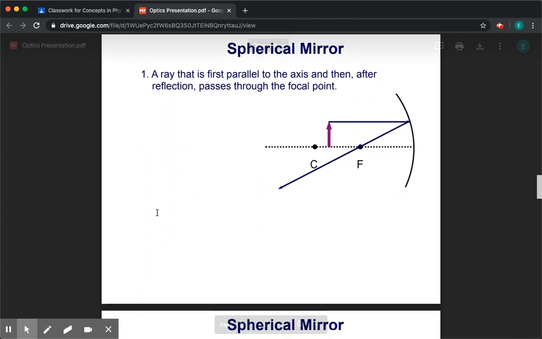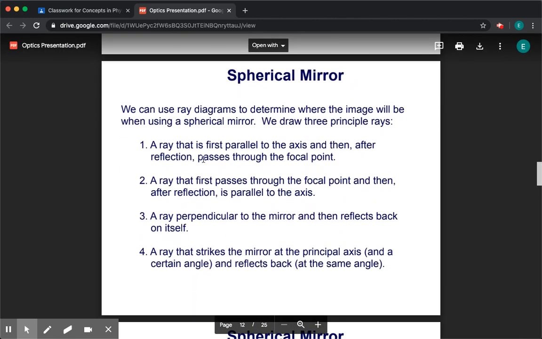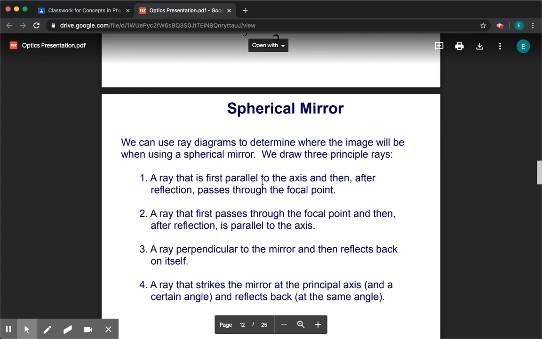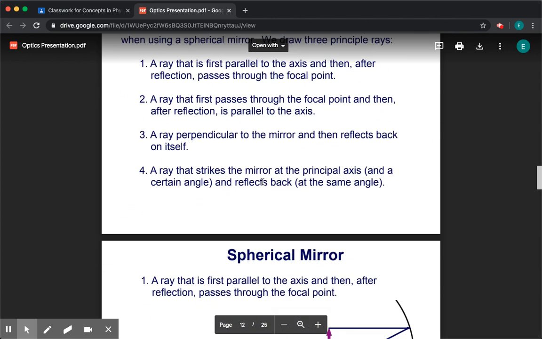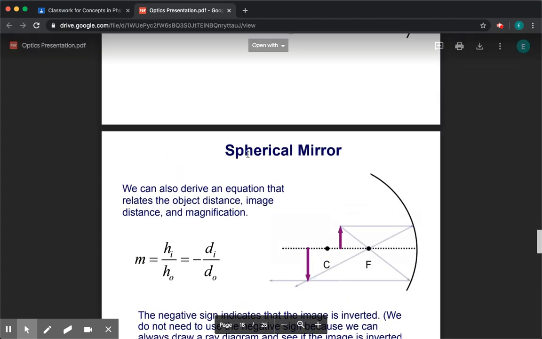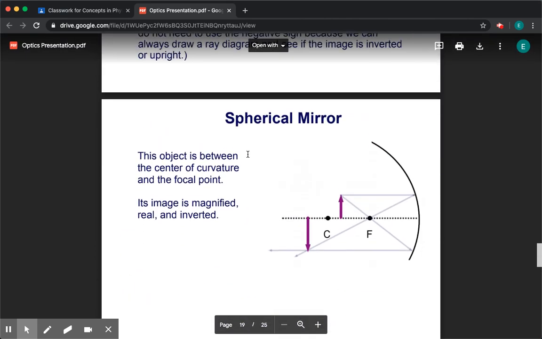This section I'm going to skip. This is about how to figure out what type of image you're going to get, but skip this section and we'll get to just the summary. I'm not worried about these equations because things get complicated.